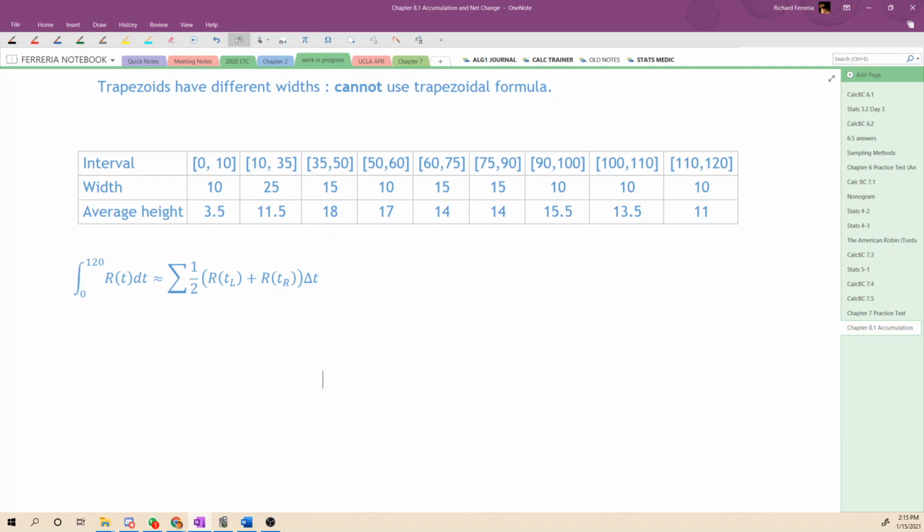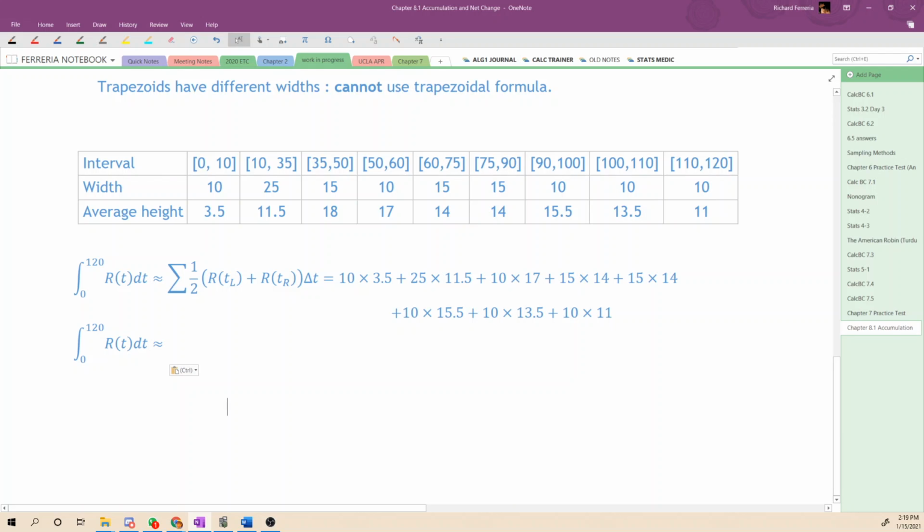And since we already found the average height, we just need to treat this like we would if we were doing this same table for a left rectangle or a right rectangle. So we multiply 10 times 3.5 plus 25 times 11.5 plus 10 times 17, and then right on down the chart. And then at this point, it's just grabbing your calculator and multiplying that all together. And that gets us 1,582.5.